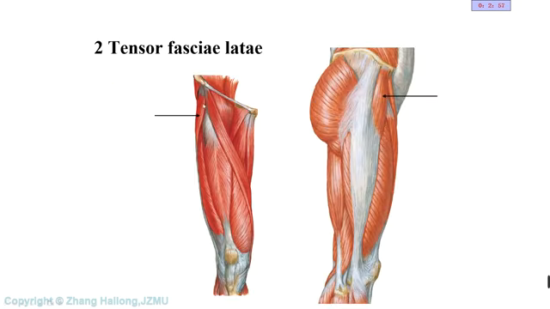And on the lateral side of the hip, there is the tensor fasciae latae. From the lateral side of the ilium, it goes downward to the lateral side of the tibia. It makes the hip move laterally. Okay.